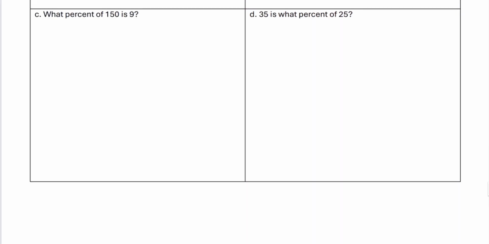What percent of 150 is 9? What percent? We don't know, so we'll make it an x. Of 150, of means multiply, is means equals 9. We have x times 150, or we can think of that as 150x. To undo that, we will divide both sides by 150 to isolate x. X equals 9 divided by 150.